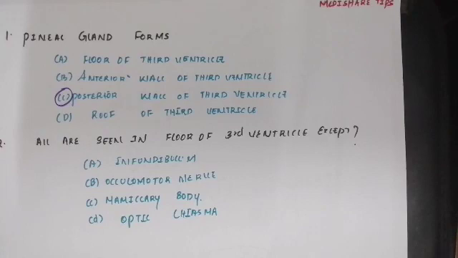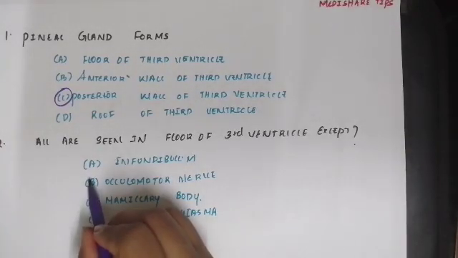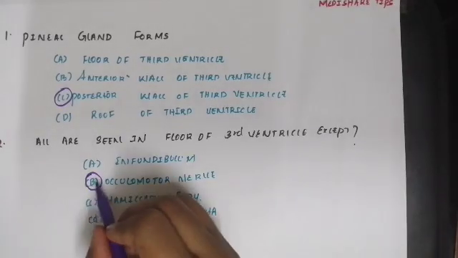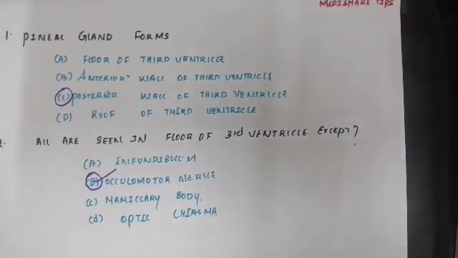Now the next question is: all are seen in the floor of the third ventricle except. So remember the structures which form the floor of the third ventricle. It is the infundibulum, the optic chiasma, mammillary body, posterior perforated substance, and also the upper part of the tegmentum of the midbrain. Here the oculomotor nerve is not forming a part of the floor of the third ventricle. So the answer is option B, oculomotor nerve.